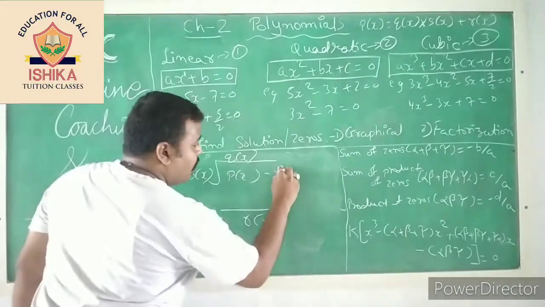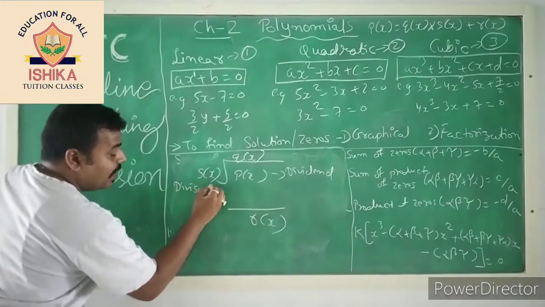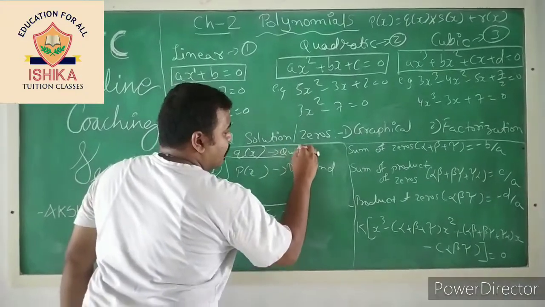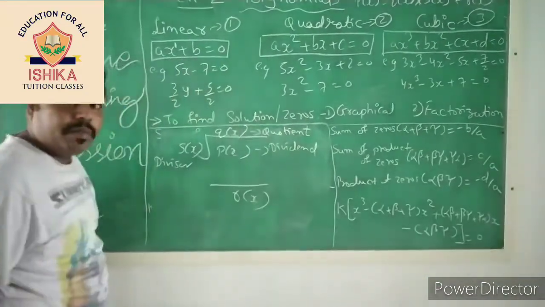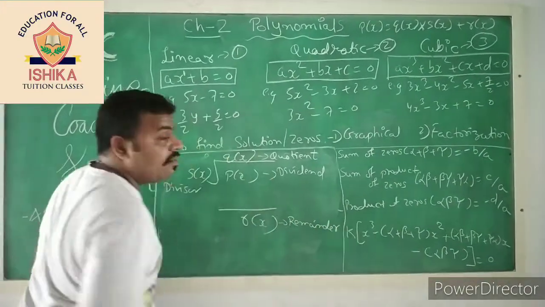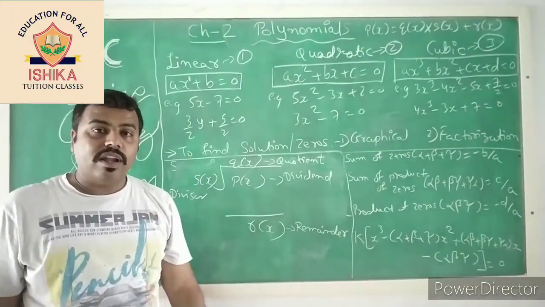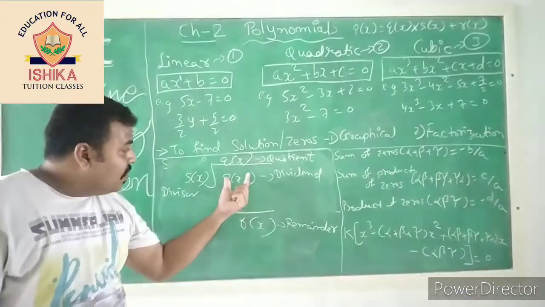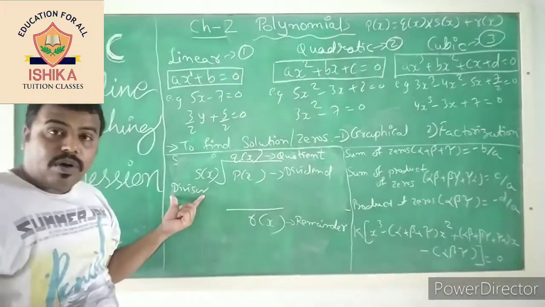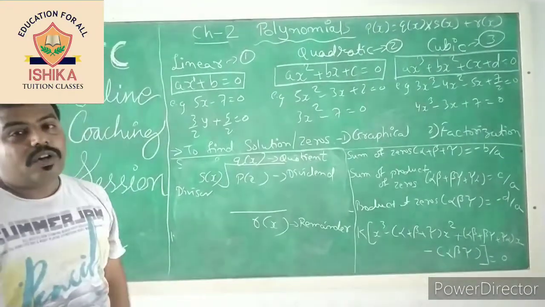This one is called the dividend polynomial. This s of x is called the divisor, that is the polynomial by which we divide. After division, the value which we get here is called the quotient polynomial, and last will be our remainder. This remainder may have any value. It may be negative, it can be 0, it can be a fraction, it can be any positive value. So p of x is the dividend polynomial, which is divided by s of x, the divisor polynomial. We get the quotient polynomial, and last will be our remainder polynomial.